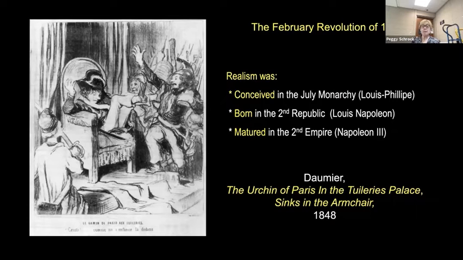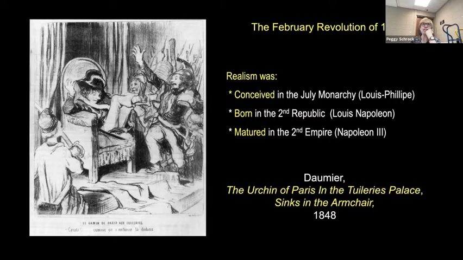Now, again, Daumier is not a supporter of Louis Napoleon. Even during the brief republic, he knows the guy. He knows who he is. He knows this is not a good thing that's just happened. This is another political cartoon. What it says below it is, the urchin of Paris in the Tuileries Palace sinks in the armchair. That's a reference to Louis Napoleon. He's calling him the urchin of the palace.